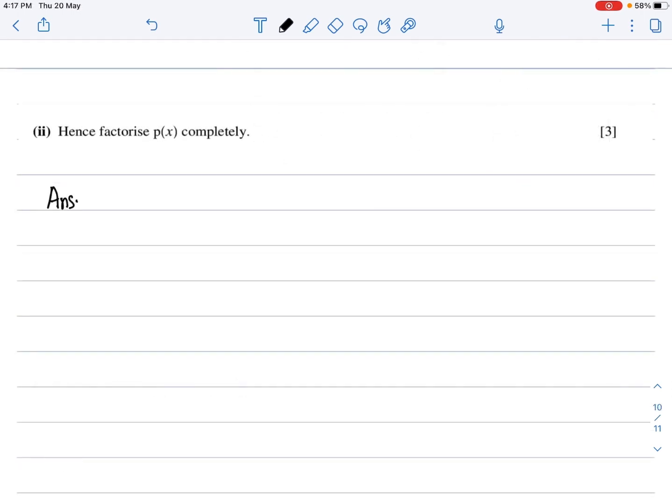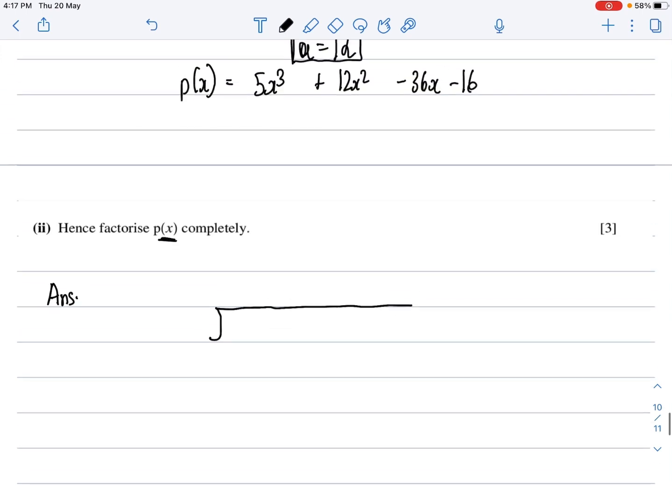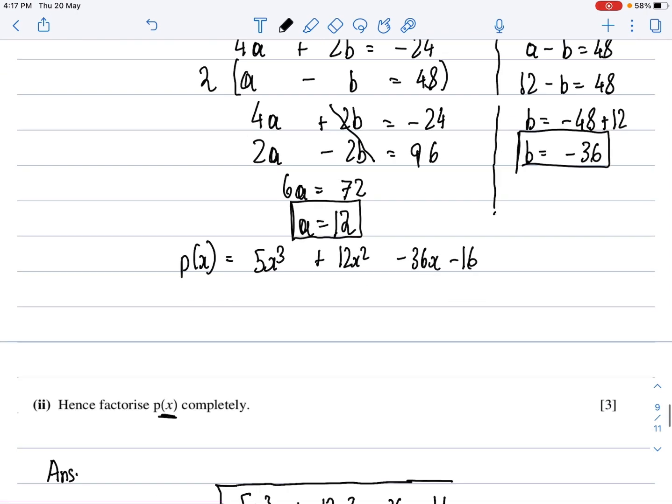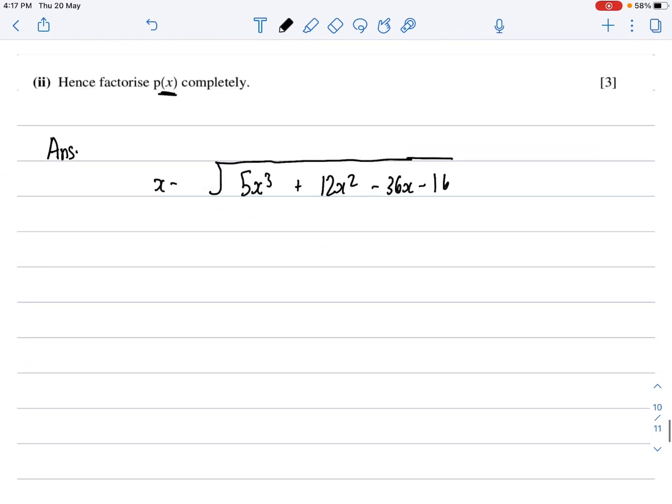Now this is the second part of the question. So I need to factorize p of x completely. So what I need to do is divide first. I know my p of x is 5x cubed plus 12x square minus 36x minus 16. I know I can take, let's say, my divisor as x minus 2, and the remainder I should get is 0. So I can just write x minus 2 here.